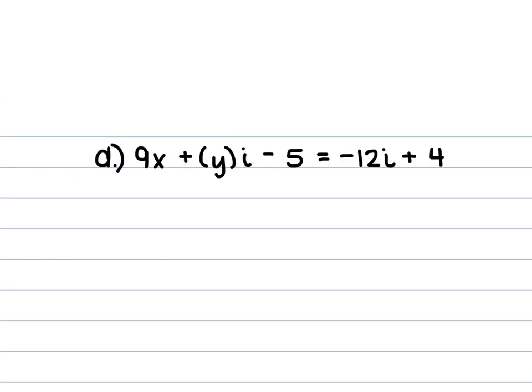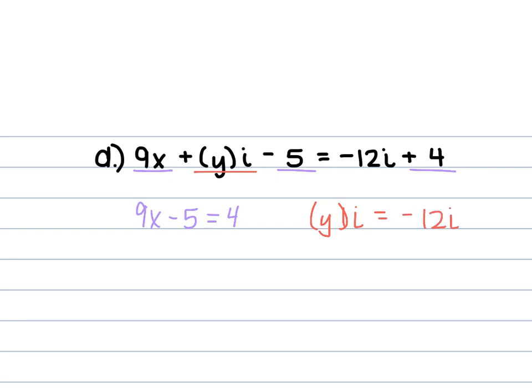For D, we have 9x plus y times i minus 5 is equal to negative 12i plus 4. So the 9x, the negative 5, and the 4 all get set equal to each other. So 9x minus 5 is on one side, and then that 4 is on the other. Then you have y times i is equal to negative 12i.